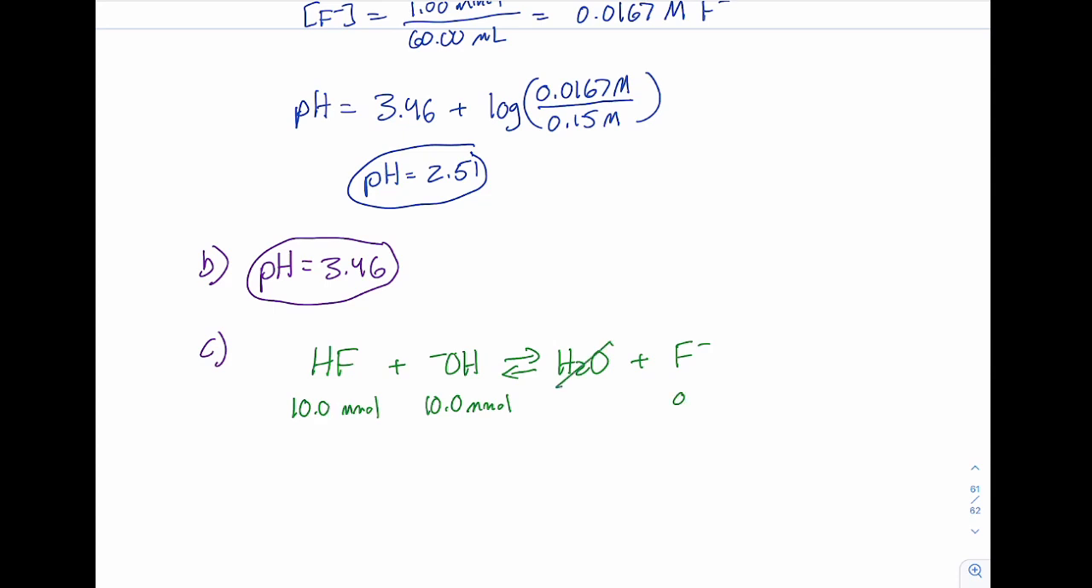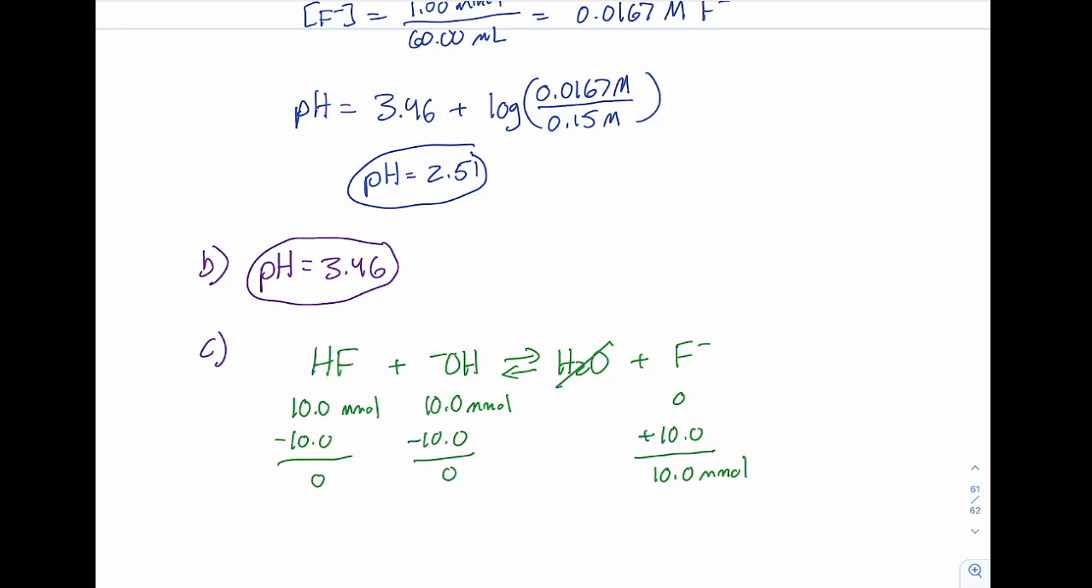And then 0. And then remember, we subtract the smaller from the bigger. They're both 10. Add that to the other side. So at our equivalence point, my acid and my base have neutralized each other. They both go to 0. And then what I have is 10 millimoles of my salt.